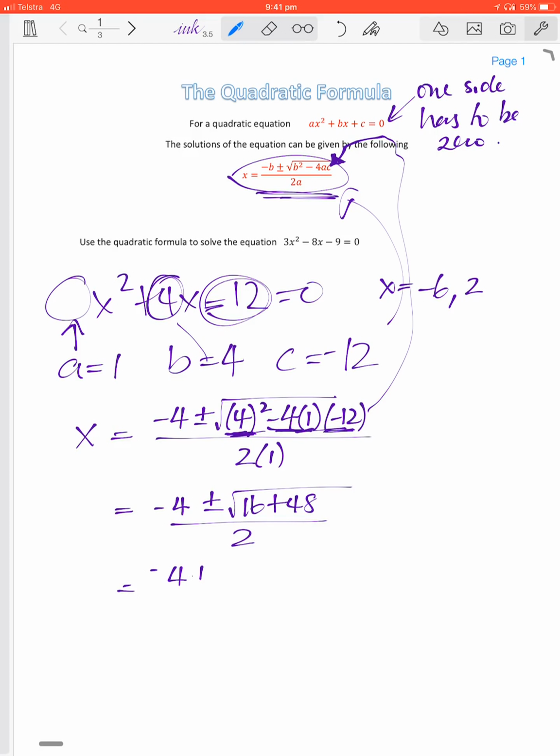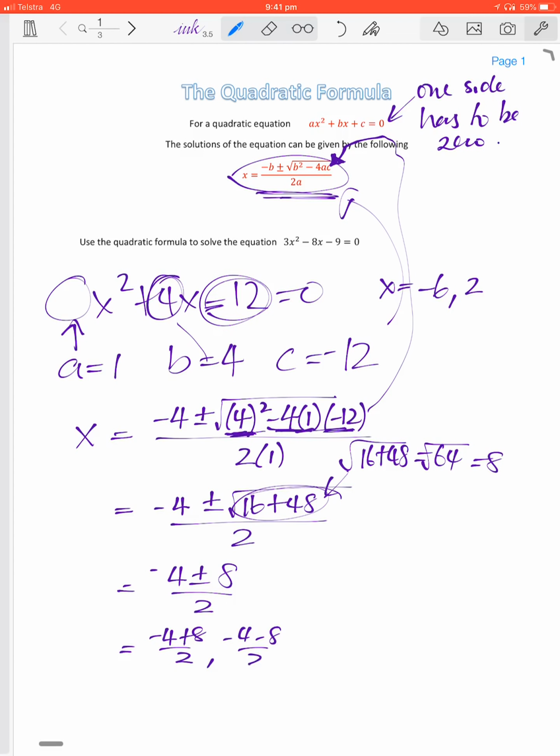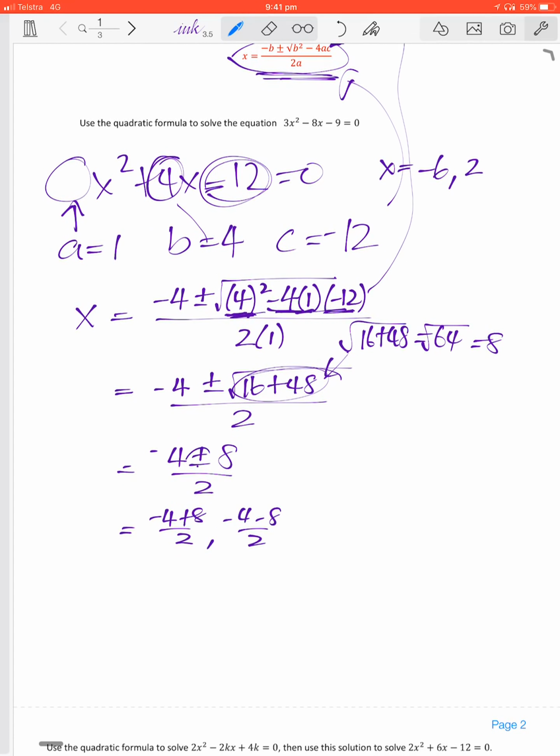I get negative 4 plus or minus. Now here, 16 plus 48 is 64. And when I square root 64, I get 8. So I can replace this bit here with 8. So negative 4 plus or minus 8 on 2. Then we can split it apart. Negative 4 plus 8 on 2. Negative 4 minus 8 on 2. So I'm just splitting the plus or minus apart. Negative 4 plus 8 is 4 on 2. Negative 4 minus 8 is negative 12 on 2. So I get 2 or negative 6.